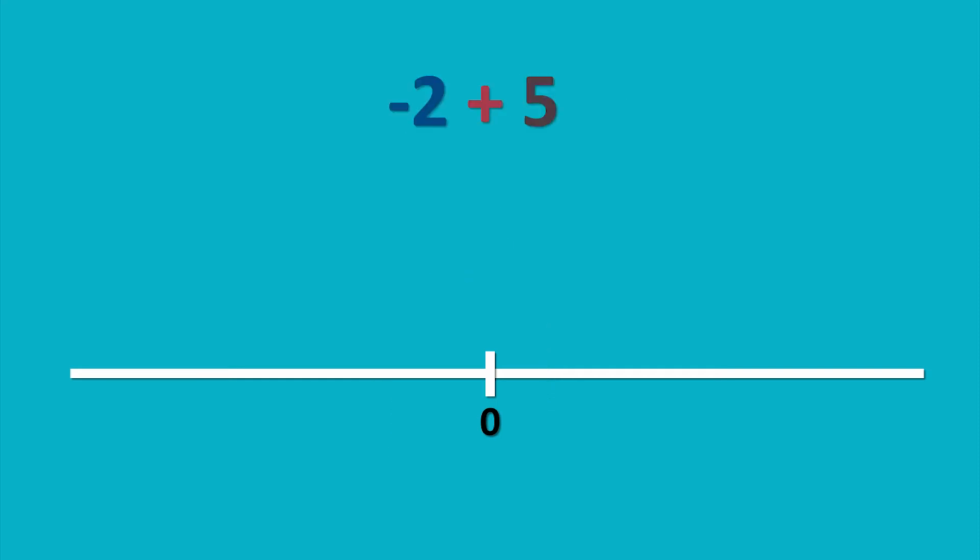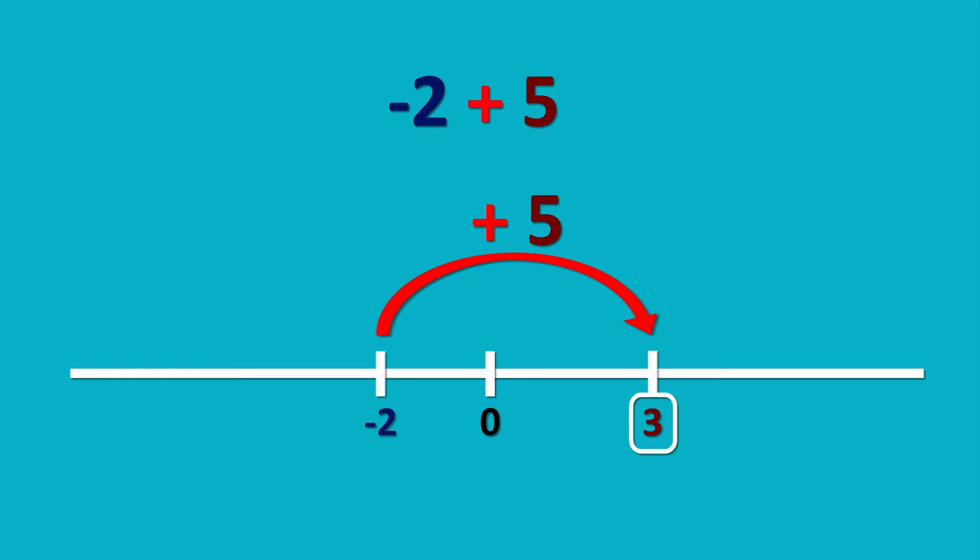Let's now look at -2 plus 5. Again, this type of calculation can trip a few people up, but when we put it on a number line, I think it becomes quite obvious. We always start at our first number, which is -2. Then we add 5, so that means we're going 5 spaces to the right, which is going to take us past 0 to +3. So -2 plus 5 is +3.